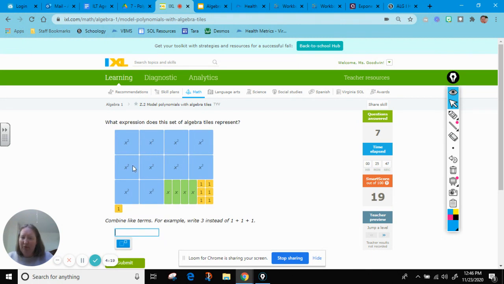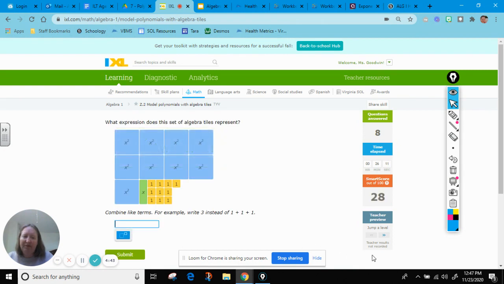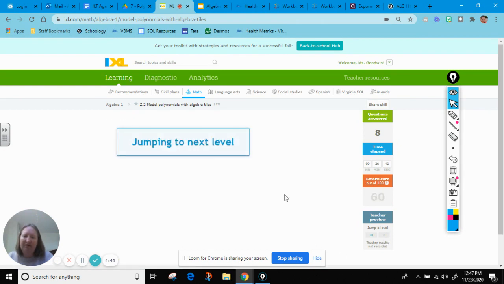Okay, 1, 2, 3, 4, 5, 6, 7, 8, 9, 10. I've got 10 x squareds and plus 4x. Oh, that's an equal sign. That's not going to work. Here we go. And 1, 2, 3, 4, 5, 6, 7, plus 7. And good to go. Now let's jump to more difficult ones.